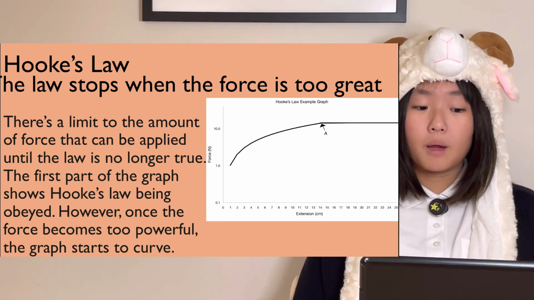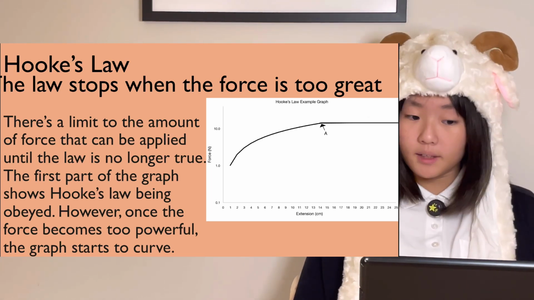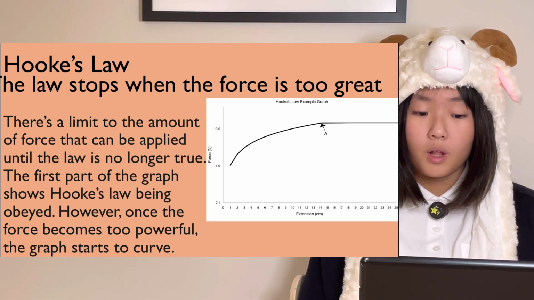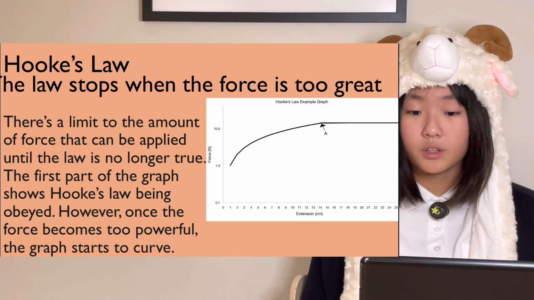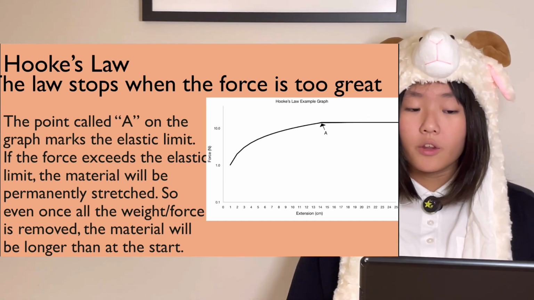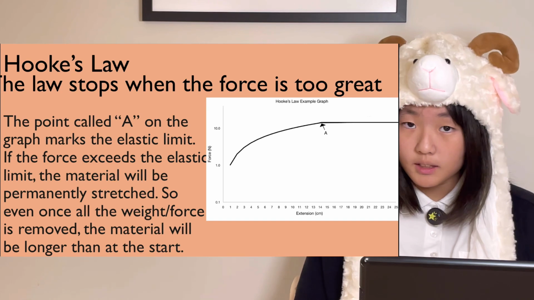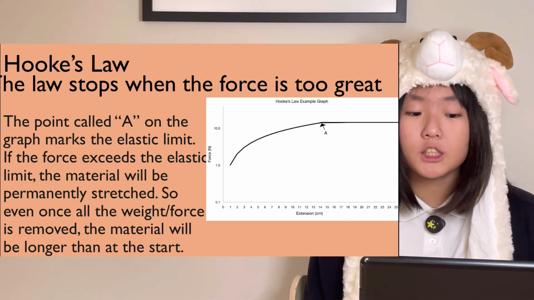The first part of the graph shows that Hooke's law is being obeyed. However, once the force becomes too powerful, the graph starts to curve. The point called A on the graph marks the elastic limit. If the force exceeds the elastic limit, the material will be permanently stretched.